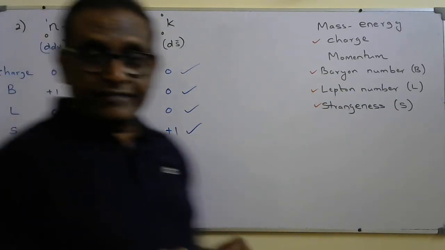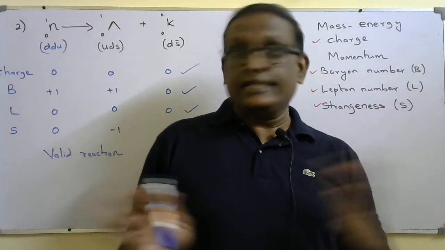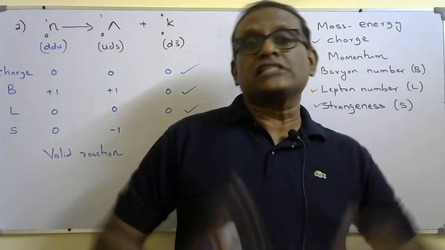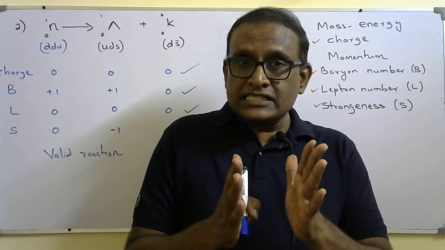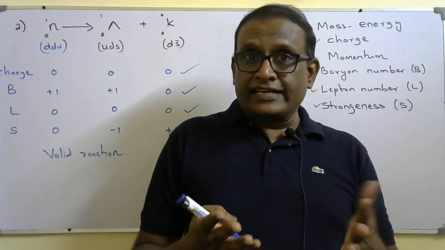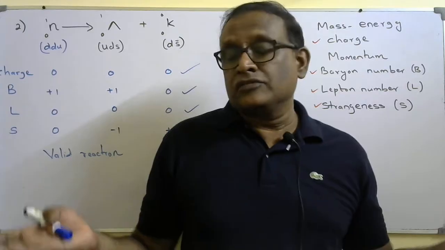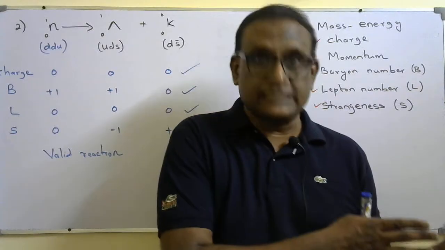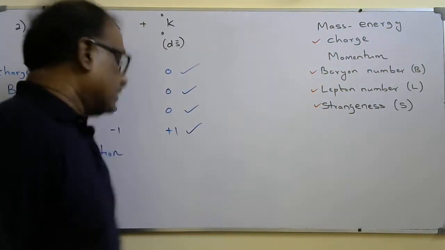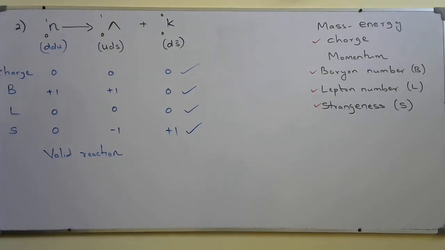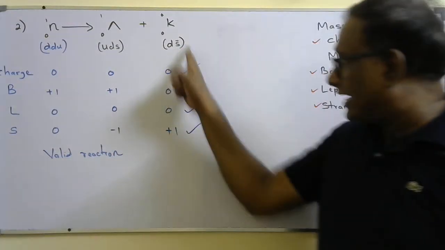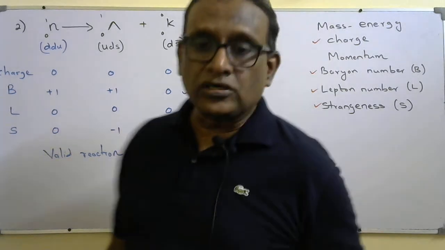Is it a strong or weak interaction? Strangeness conserved does not mean it's a strong interaction, because strangeness can be conserved for weak interaction also. I told that, remember, for strong interaction, strangeness must be conserved. For weak interaction, we don't care whether it's conserved or not. So strangeness conserved does not mean it's a strong interaction, but strong interaction means strangeness must be conserved, right? Here strangeness is conserved, and it's a valid reaction. We are going to check whether it is a strong or weak interaction.